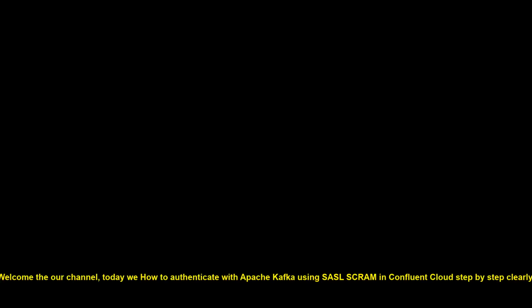Welcome to our channel. Today we show how to authenticate with Apache Kafka using SASL SCRAM and Confluent Cloud step by step clearly. To authenticate with Apache Kafka using SASL SCRAM and Confluent Cloud, begin by logging into your Confluent Cloud account.